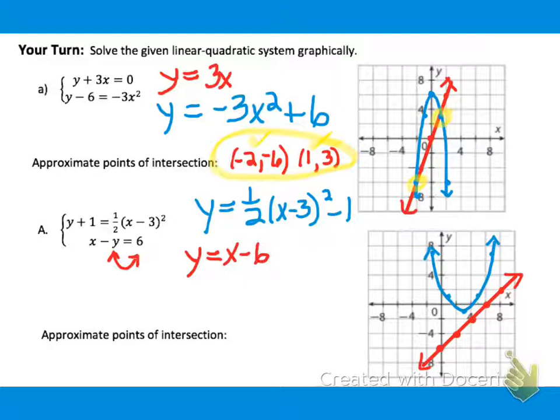Now in the second one, I can't see any possible way these could ever cross. So my approximation is this one's going to be no solutions. They're never going to cross. That line's going to continue at that same rate. The parabola is continuing to grow, and very quickly now on the ends. So it's not turning back around, right? So there are no solutions on this one.